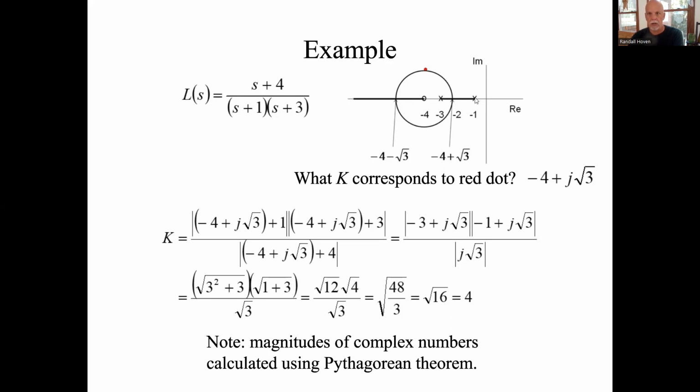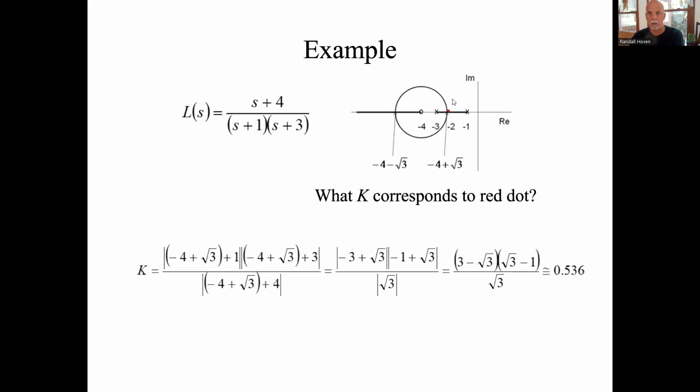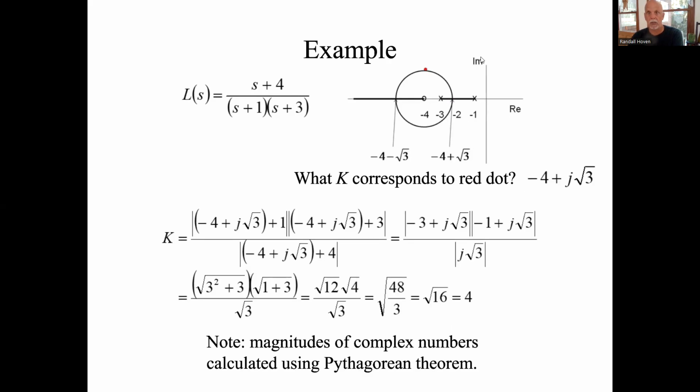So k starts out at 0 at this x, and at the other x it was a little over 0.5. As k increases, it gets to 4, and that's when it's up here. So you could compute any k on the root locus that way.